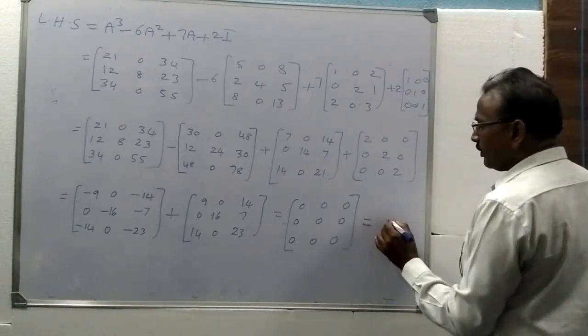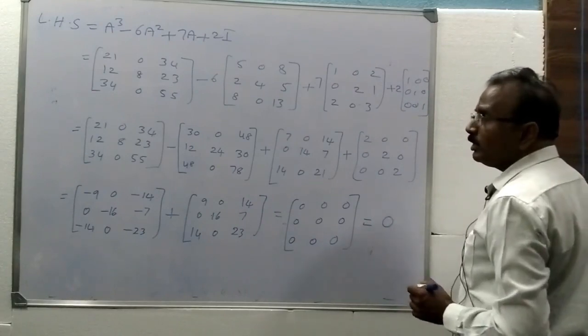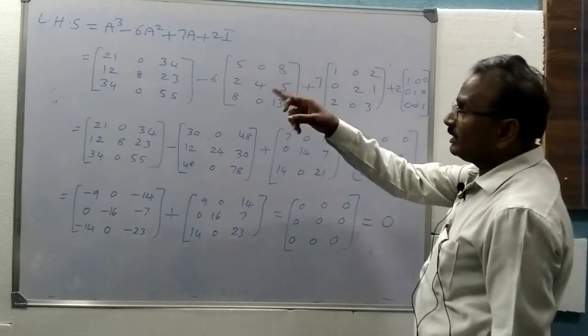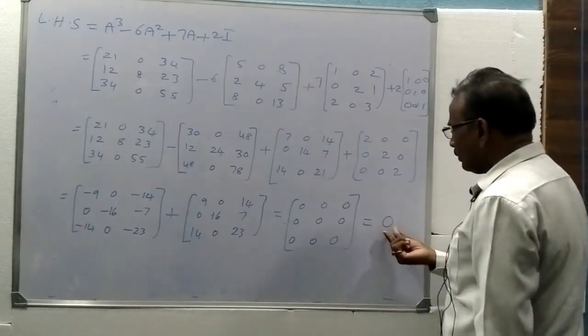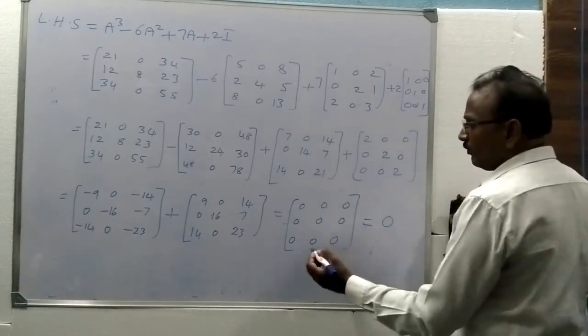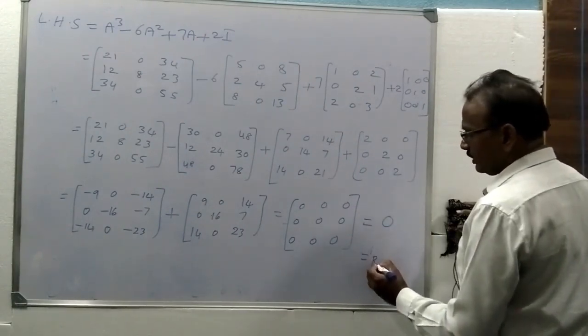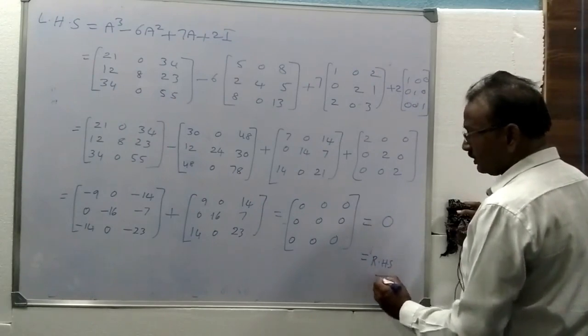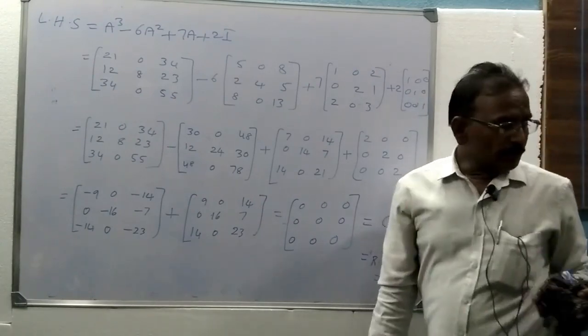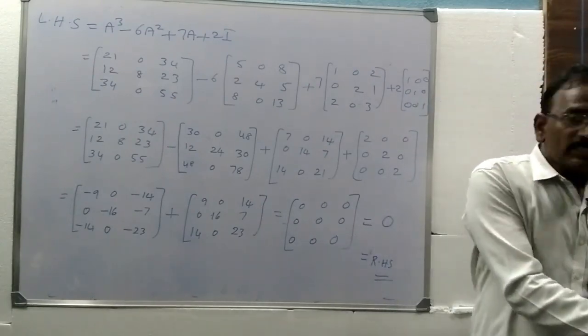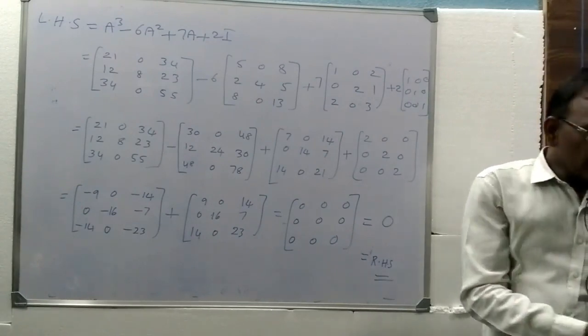So it is denoted by capital O. So therefore clearly A cube minus 6A square plus 7A plus 2I value is 0. So therefore, this is RHS. So this is the proof of 16th question. 17th also same type question. So let us see 18th question.